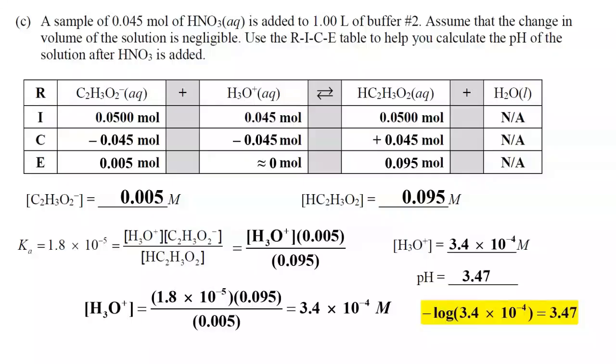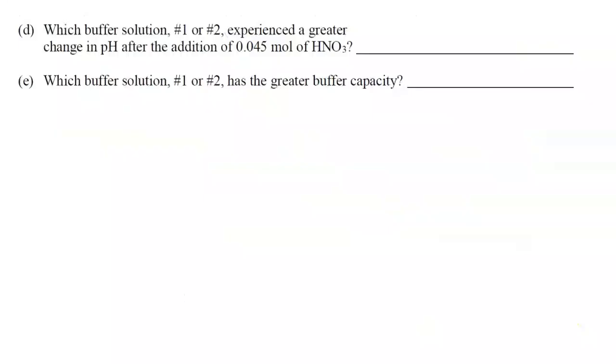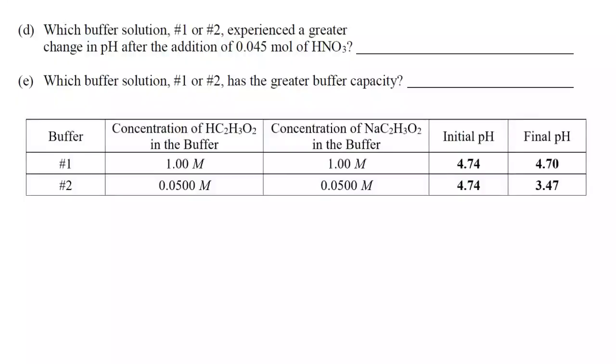So now that we finished analyzing the results about what happened to the pH of each buffer, let's move on to parts D and E of this question so we can compare what happened for buffer number 1 with what happened for buffer number 2 and make a conclusion about the relative buffer capacity.